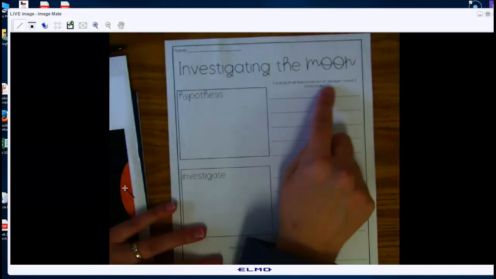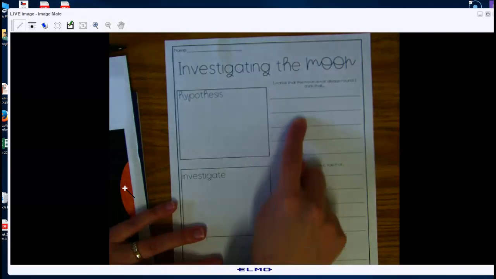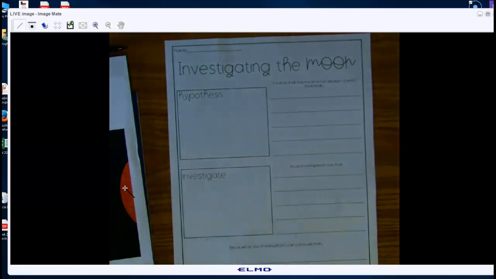I notice the moon is not always round. Why do you think the moon is not always round? Write it right here and draw a picture. You've got to guess. I'm not going to give you any clues or guesses. It's your guess, not mine. Tell me why you think the moon isn't always round up in the sky. Draw a picture to go with it. This is your guess, your hypothesis.